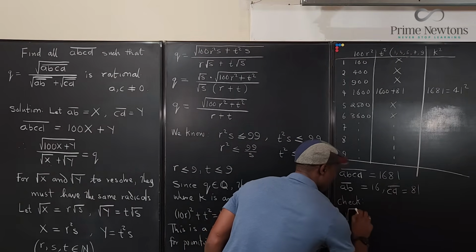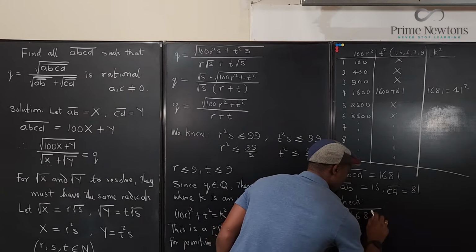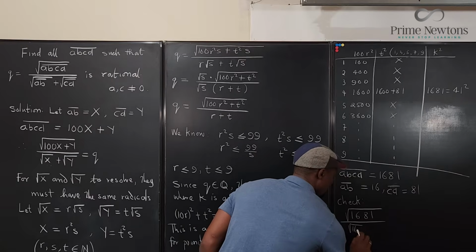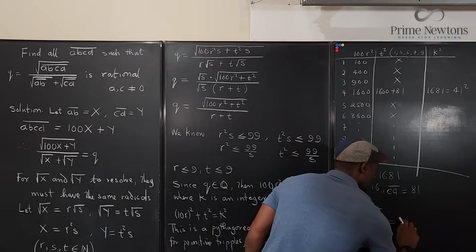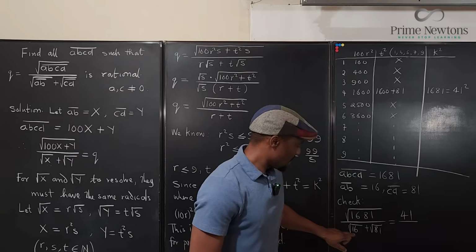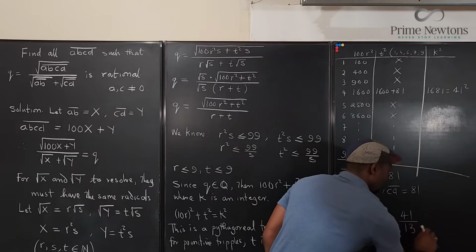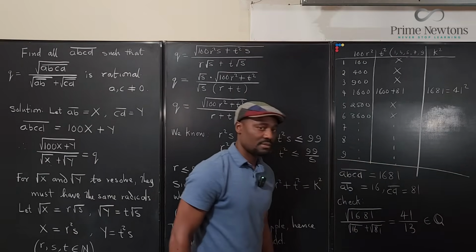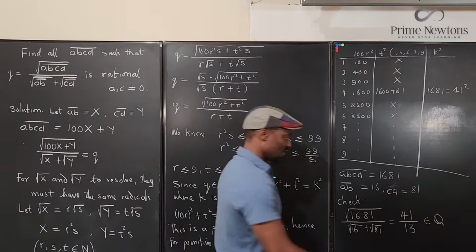The square root of 1,681 divided by the square root of 16 plus the square root of 81 is equal to 41 over 4 plus 9, which is 41 over 13, a rational number. Check.